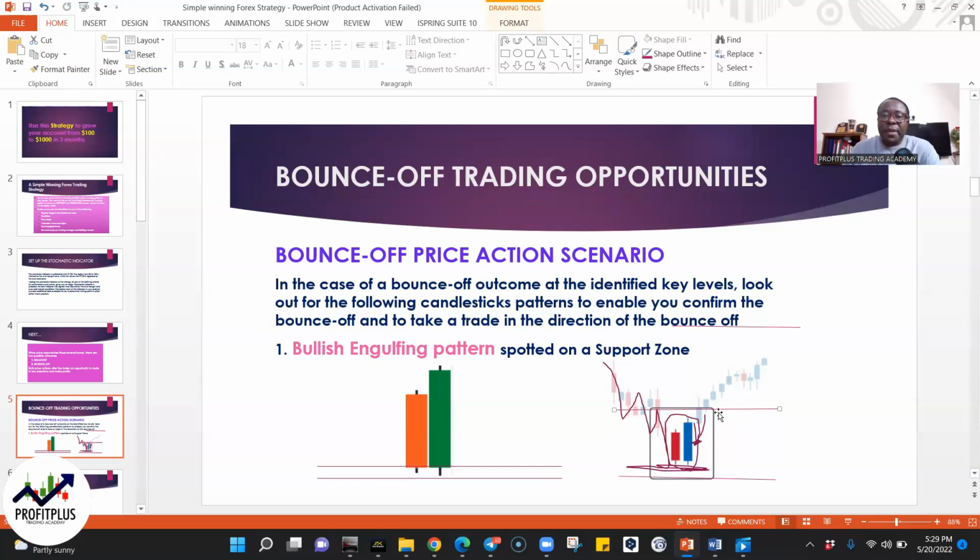You can set it up there, and then come about 5 pips below the low of this bull candle and put your stop loss. Then your take profit should be 2 times this risk, 2 times the number of pips from your entry to your stop loss. So maybe around this area will be your TP, just times 2.